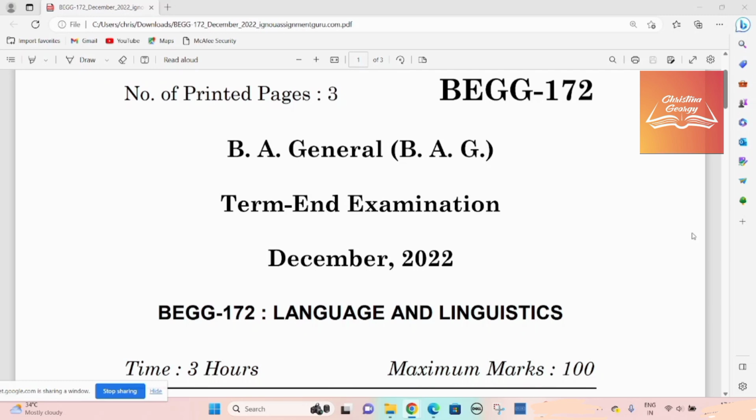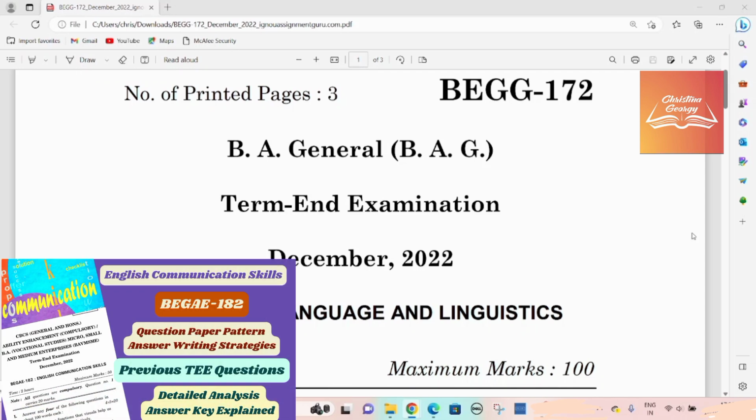Similarly, there is this common paper that you all have to study in your first year, which is called English Communication Skills. With respect to that paper, the course code is BEGAE1A2 and the course title is English Communication Skills. I understand that these course codes could be confusing, but be sure that you know your course codes thoroughly.